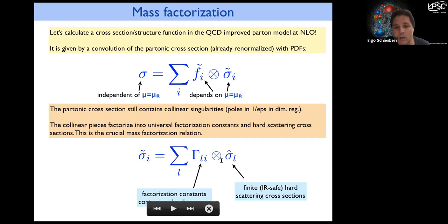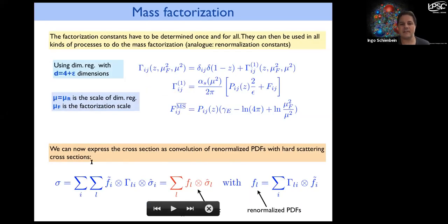And then you take this formula and you plug it into the upper formula. And that is the equation here on the lowest line. So sigma is F tilde times gamma times sigma hat. F tilde times gamma will be combined to give the, if you like, renormalized PDFs. So the end result is the convolution of the renormalized PDFs with the real hard scattering cross section. And these mass factorization constants gamma are known and calculable in perturbation theory.